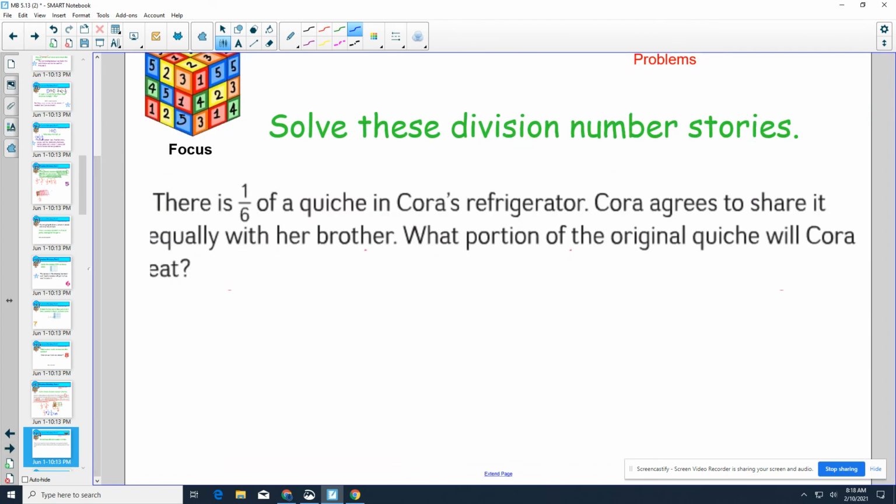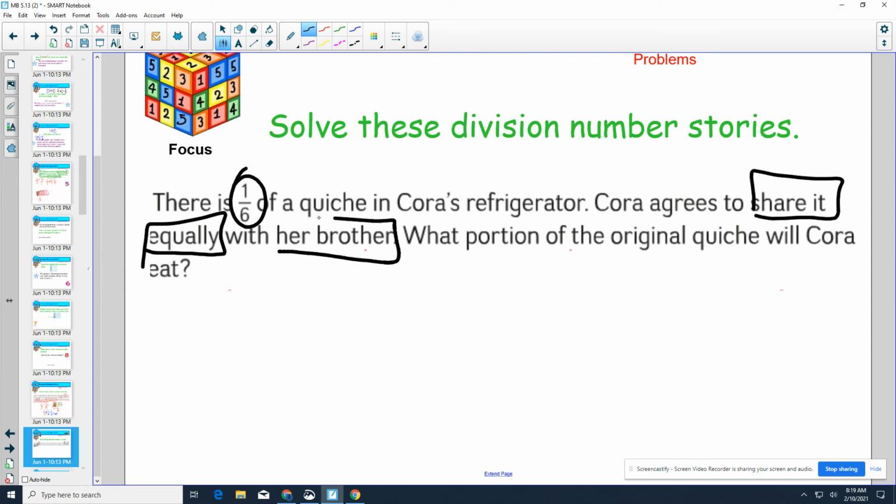There is 1/6 of a quiche in Cora's refrigerator. Cora agrees to share equally with her brother. What portion of the original quiche will Cora eat? So 1/6, I know that. And I see equally, right? And I also see share, which tells me I'm going to divide. The only number word I see is 1/6. But I also see she's going to share with her brother. So if they're sharing, that means there's two people.